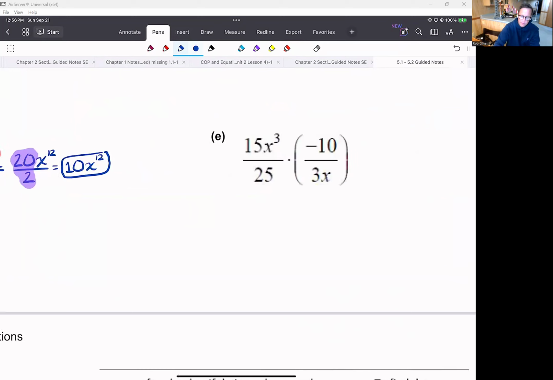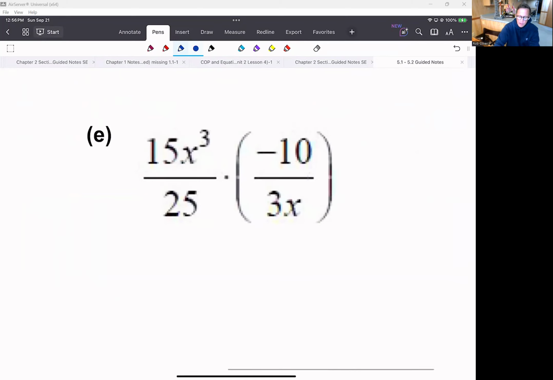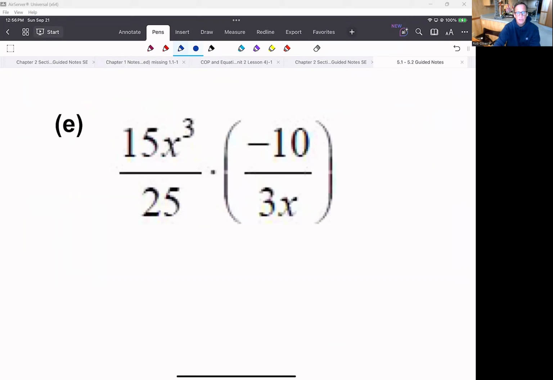All right, and then this example right here for E, lots and lots of factors diagonal from each other. There's a lot of common factors that we can work out. Let's work with the 15. Now 15 and 3 can both be divided by 3. So 15 divided by 3 is 5. 3 divided by itself is 1. Then for the x's, we have x cubed, and we have x to the first power here, if you want to imagine there's a number there.